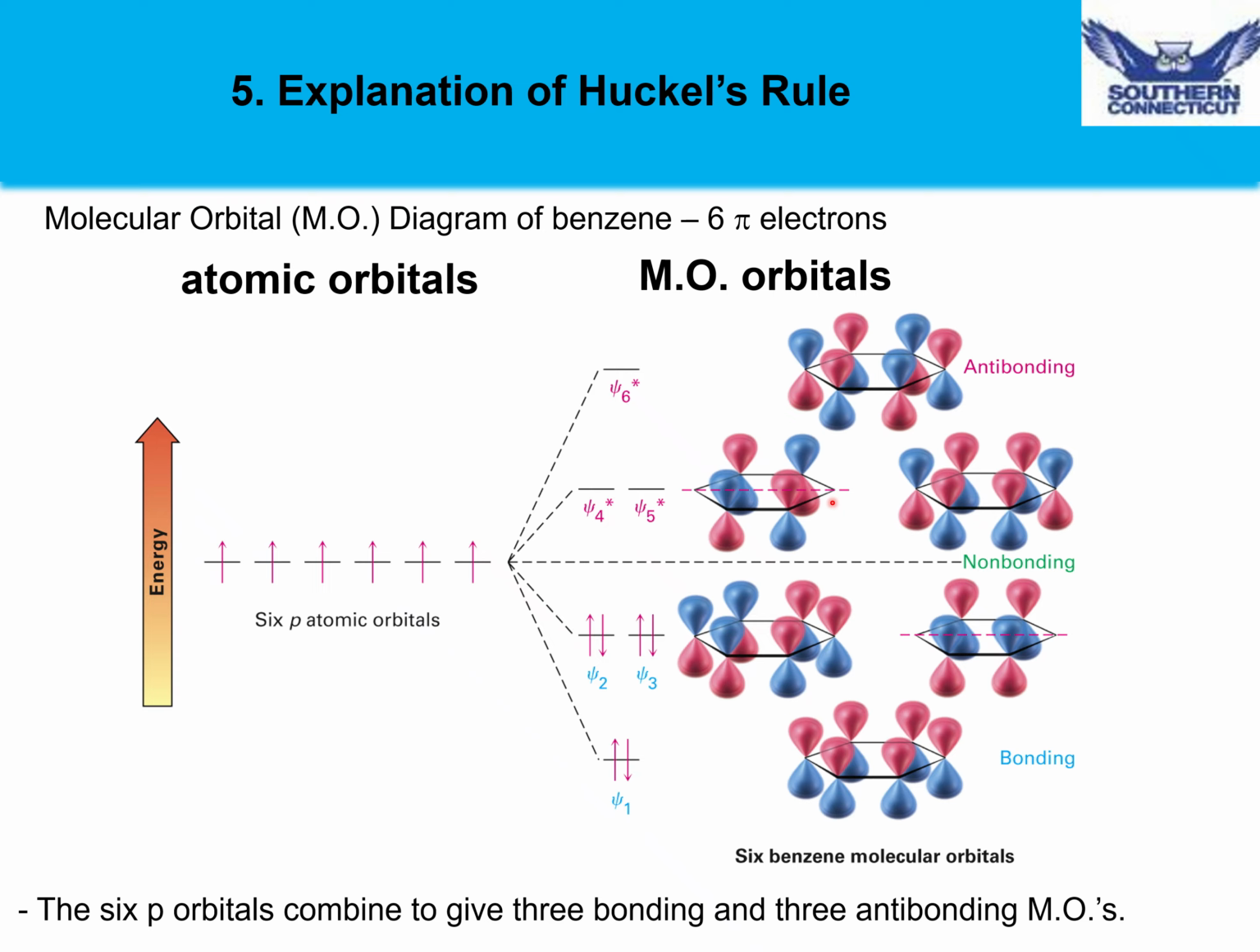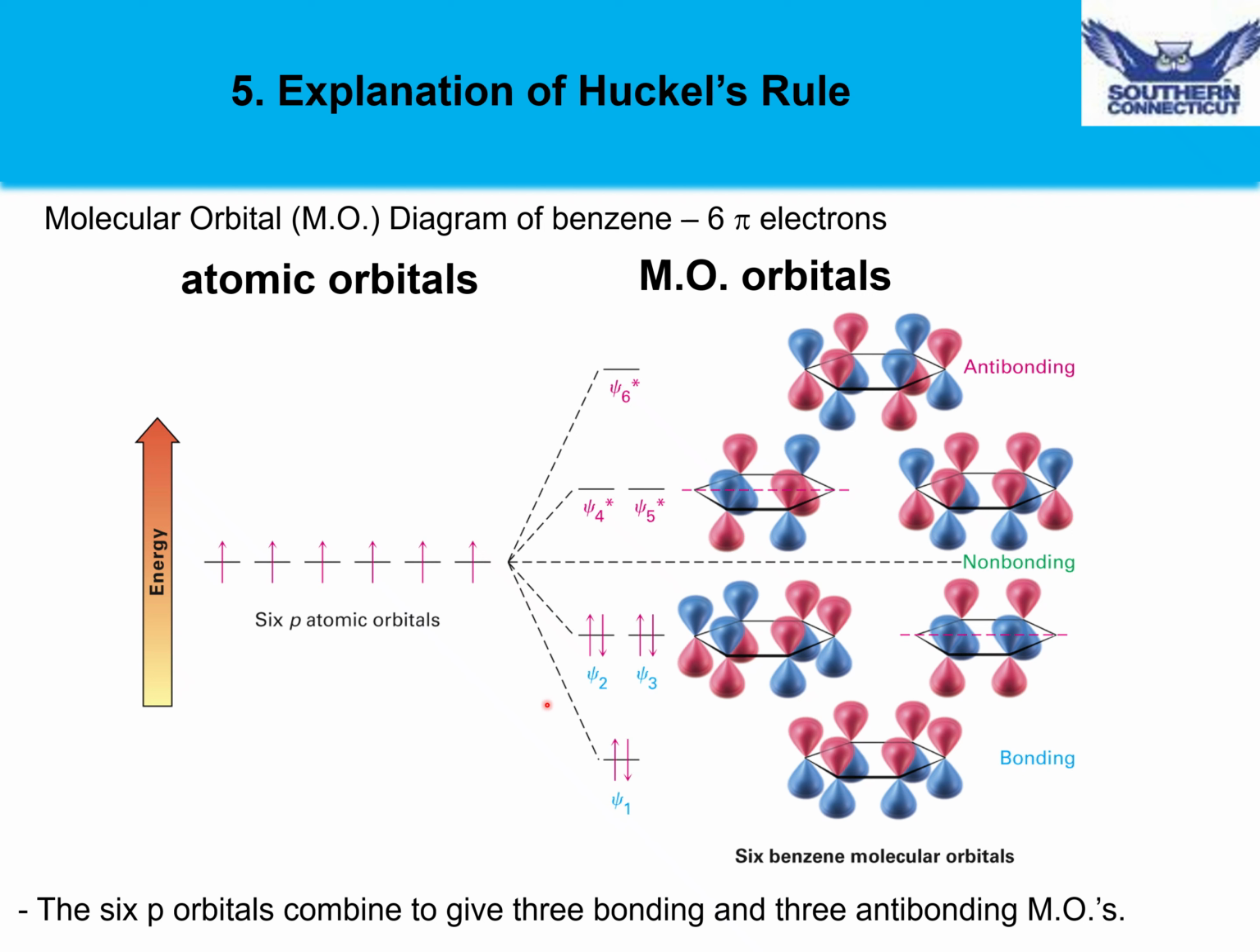As we go up, we're going to encounter more and more nodes. So there's actually 2 nodes on this molecular orbital, one going this way, one going this way. And on this one, there's a node here, and there's a node here. And then on the last one, there's actually 3 nodes. And so this is the highest energy molecular orbital.